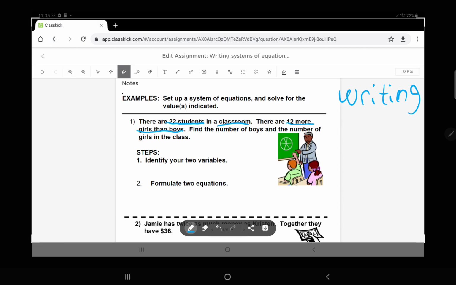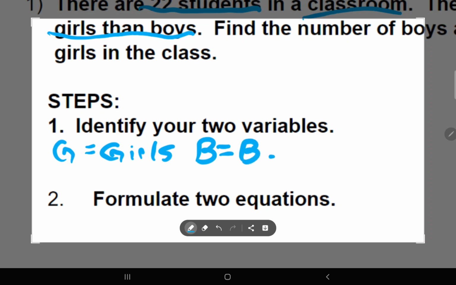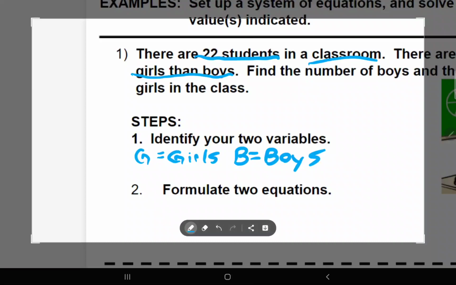When you're working with a system of equations, you're always going to have two different variables. So for this problem, I want you to identify the two variables that you're going to have to work with. What's my first variable? Or what are the two things that they talk about? We're talking about boys and girls. So if you guessed it correctly, our variables are actually going to be G for girls and B for boys. I like to do it this way because it makes it easier for me to understand which is which.